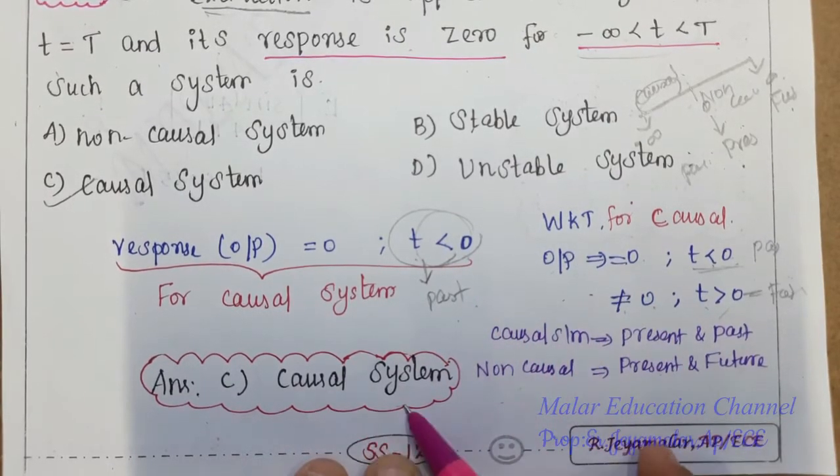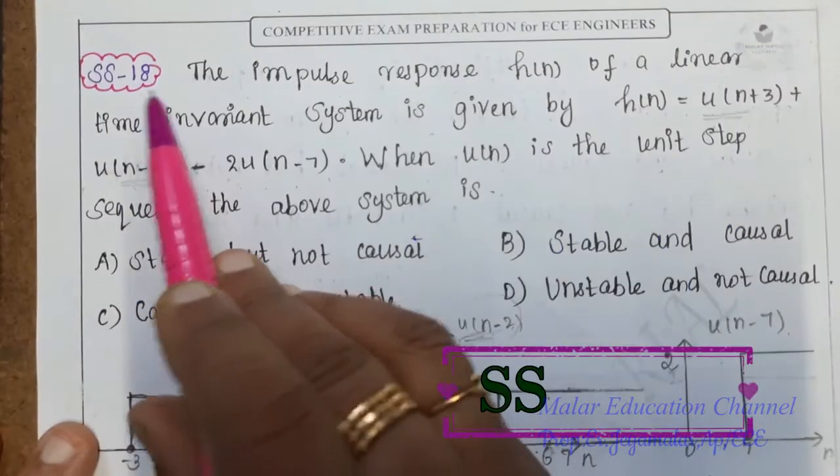Past function. Okay. That is, the correct answer is causal system. Signals and system, question number 18.